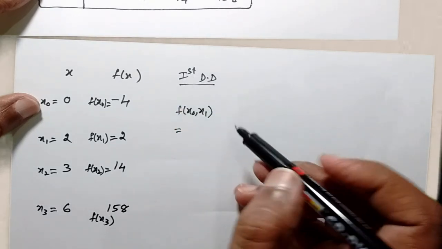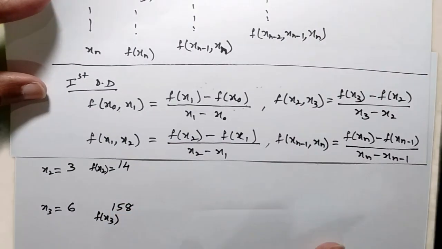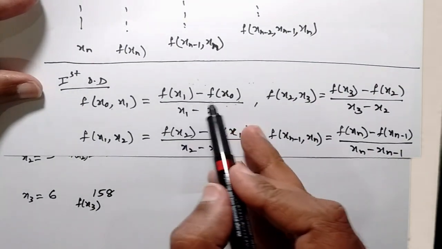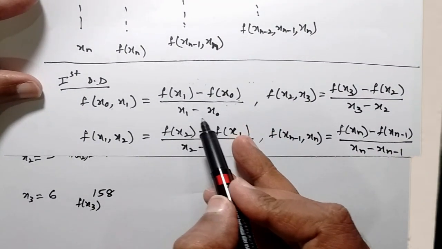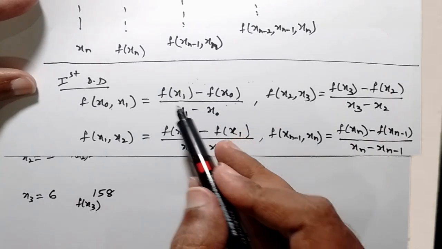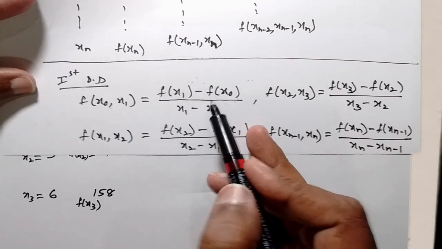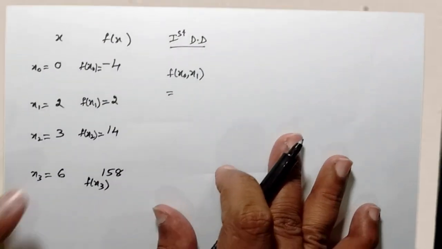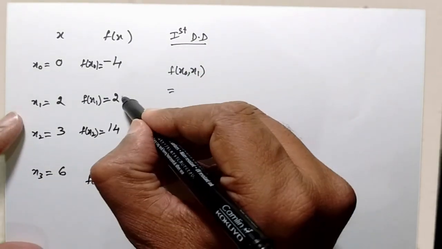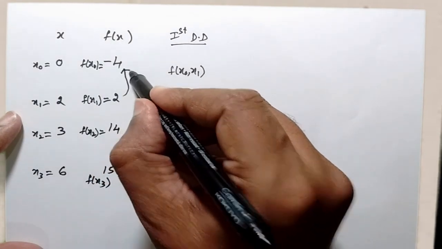Formula I have already given you. f of x0, x1, already shown you: f of x1 minus f of x0 divided by x1 minus x0. So you can just do in the working column or at the end of the table these values. So here what I will try to show is, I will show you directly over here. Just take these two differences.